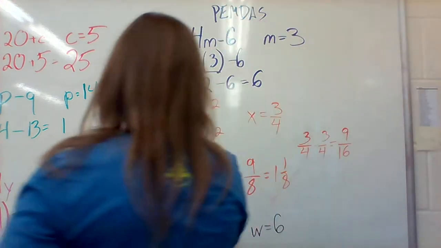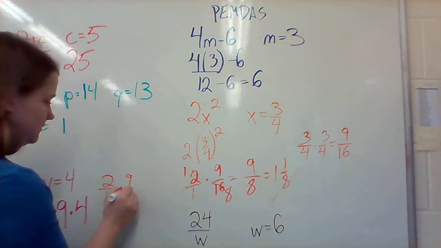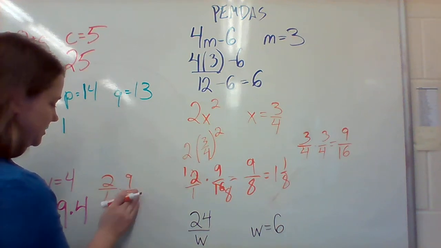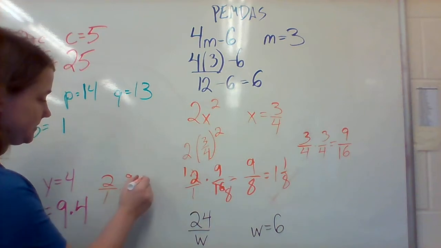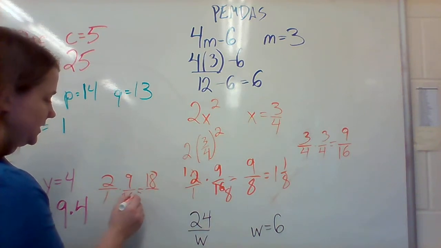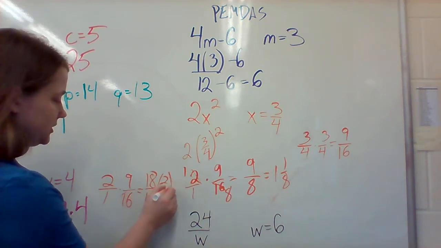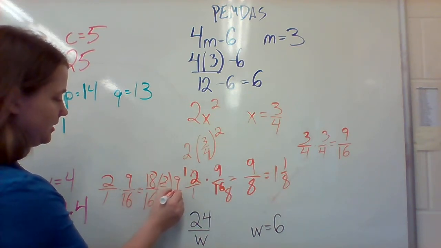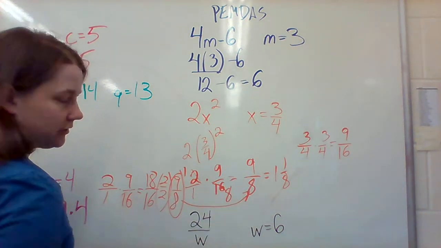If it helps you to see it this way, I'm sorry, 9 over 16. Without my pre-simplifying, 2 times 9 is 18. 1 times 16 is 16. Divide by 2 over 2, and you get 9 over 8, which is the same thing as you got over here.